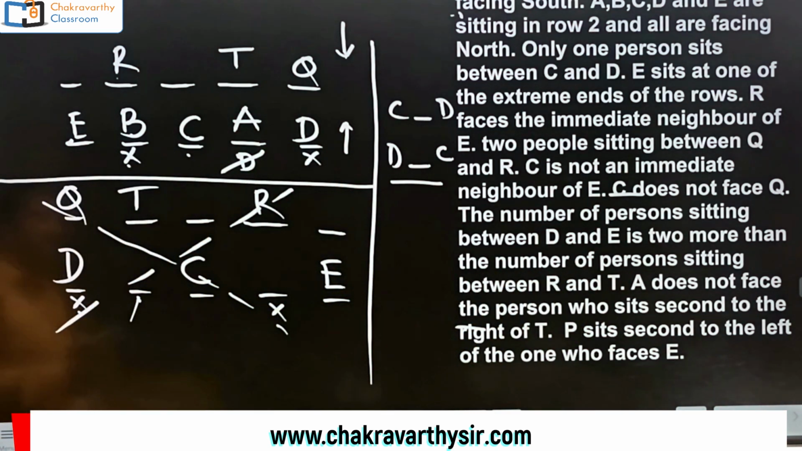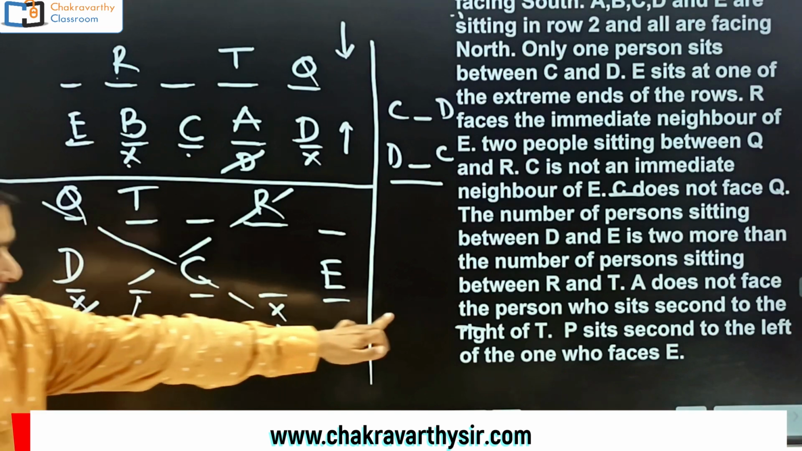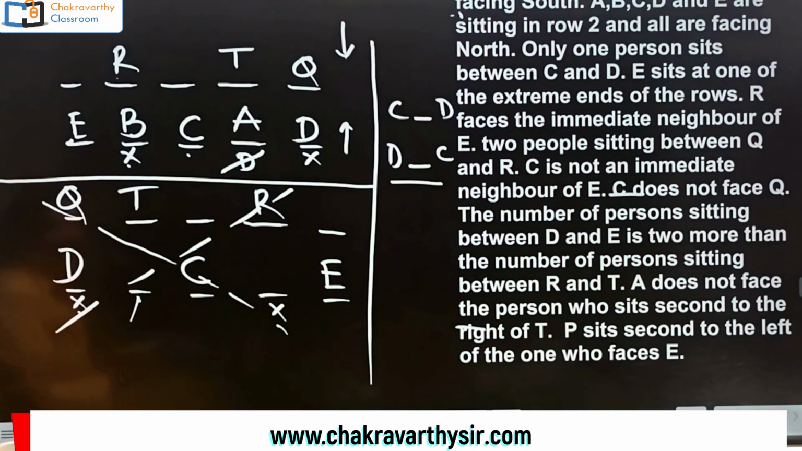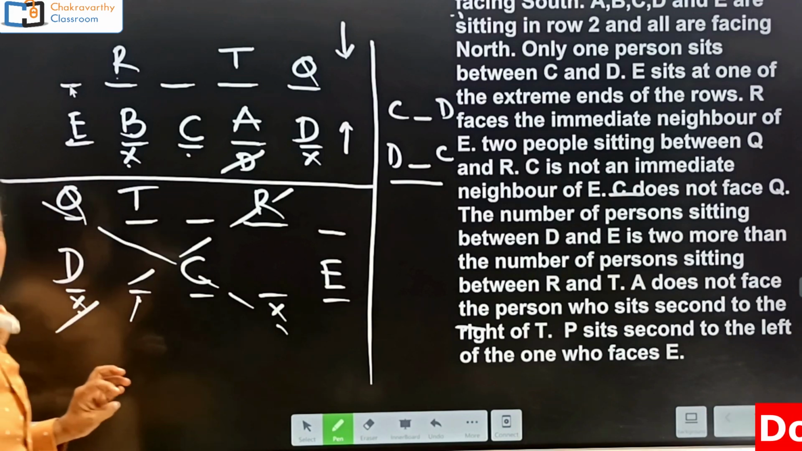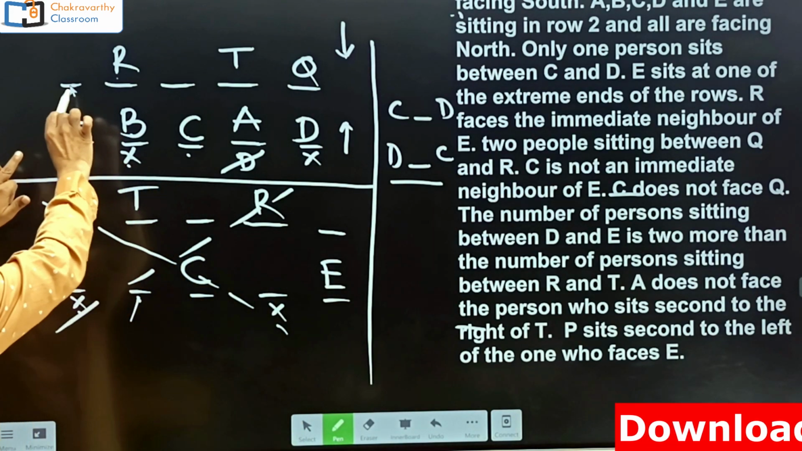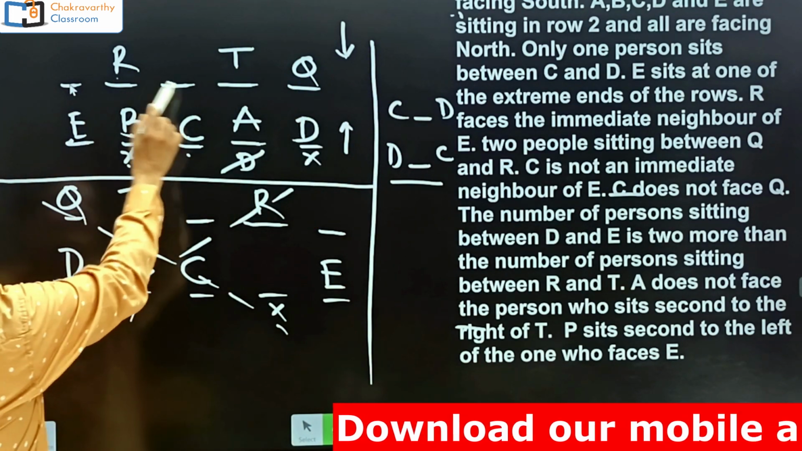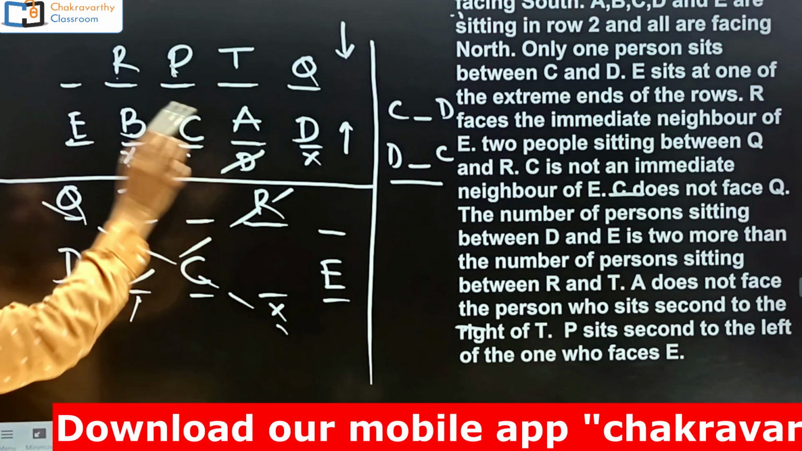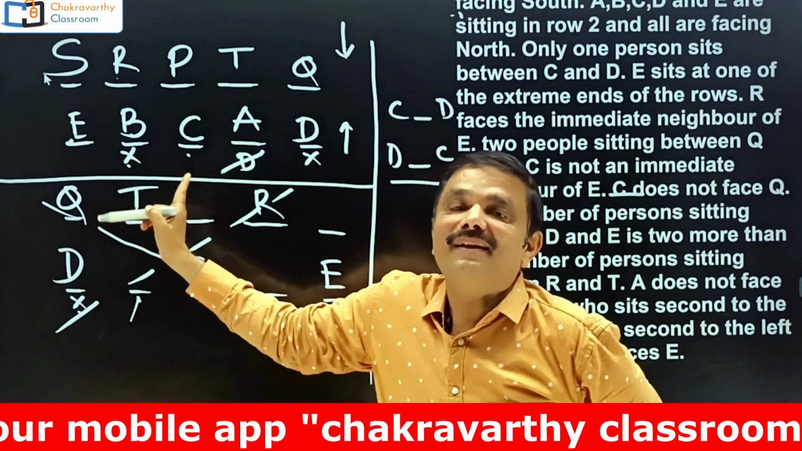P sits second to the left of the one who faces E. Here, E is facing this person. Where shall I keep P? P should be second to the left of this person. What is the left side of that person? That side. Here, first, second, it should be given to P. When it is given to P, the only left out person is S. S must be accommodated there.